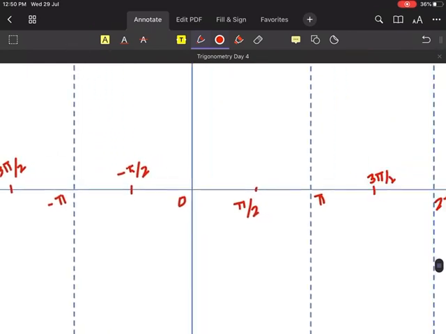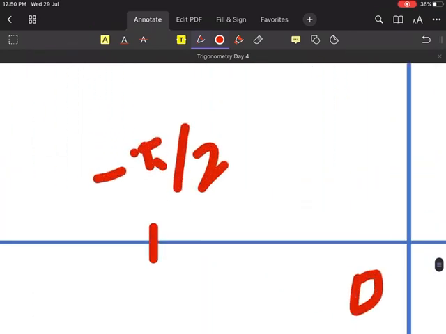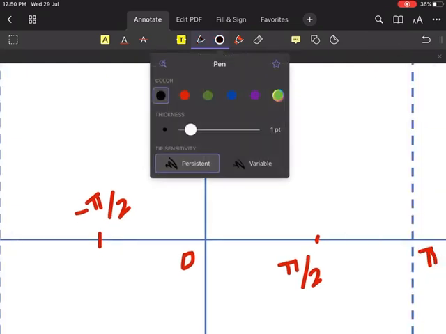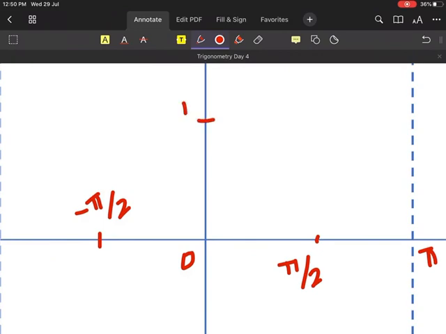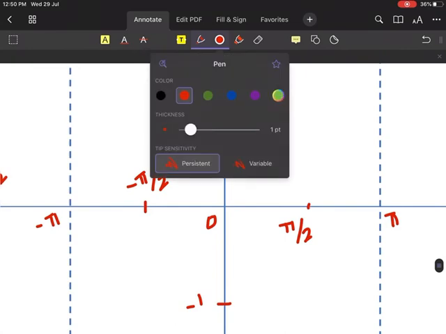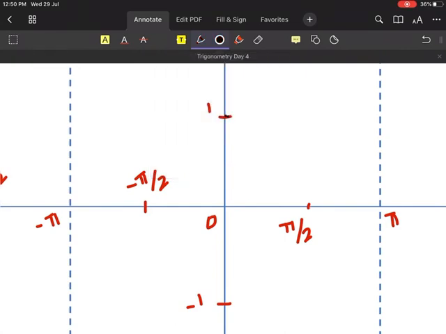Now let's start. What is the value of cos 0? Cos 0 is how much? 1. Yes, very good. Cos 0 is 1. So let's do the marking. We have to mark that one also. It's 1 and this one is minus 1. Yes, very good. So cos 0 is 1.